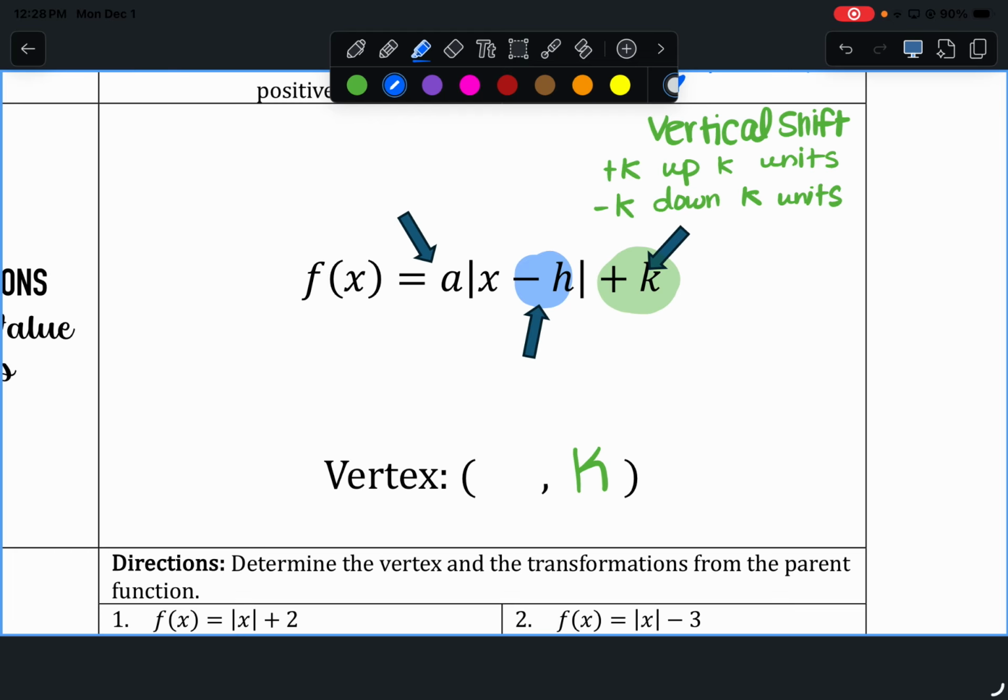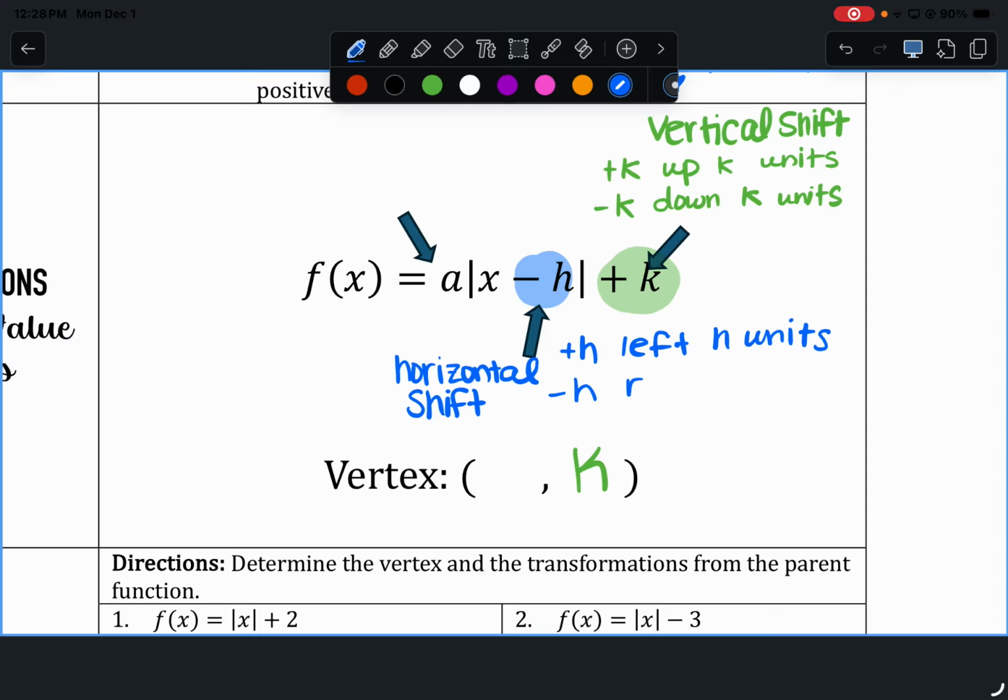So the h, if up and down gives us a vertical shift, what does left and right give us? Horizontal. So we're going to put our horizontal shift. And so a positive h moves us where? So left h units. Negative h gives us right h units. And it directly affects which coordinate of the vertex?